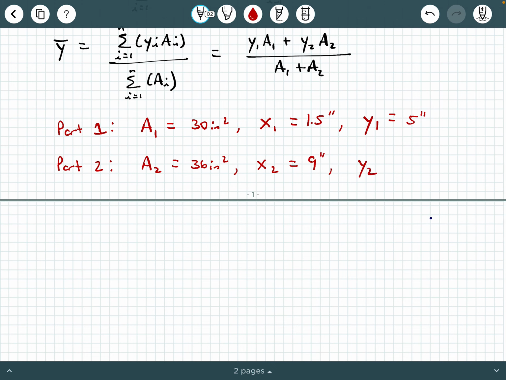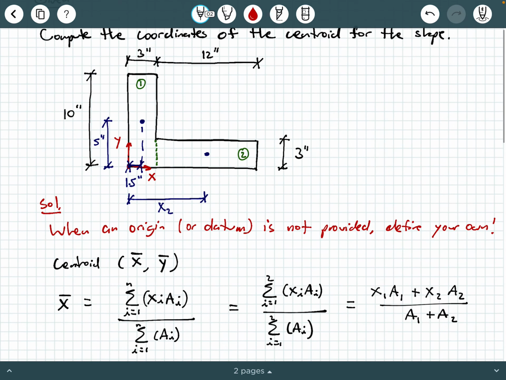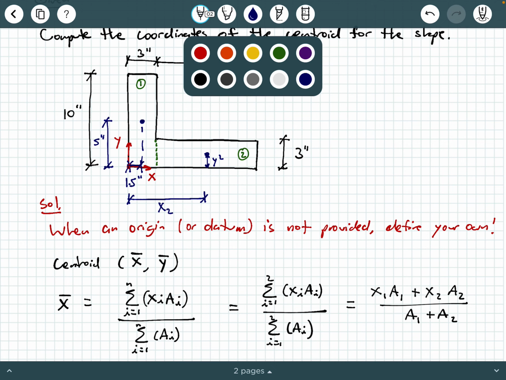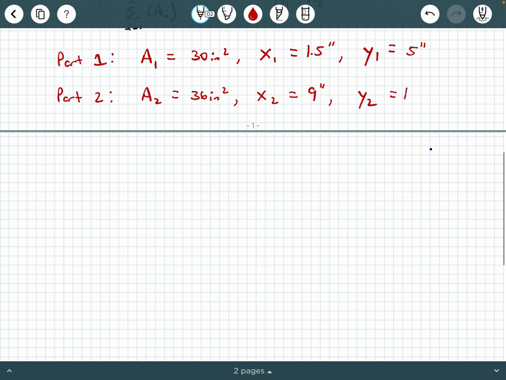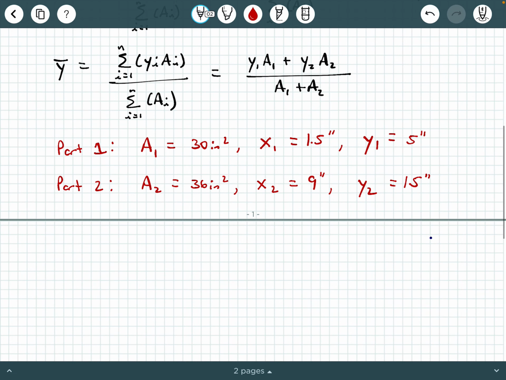And what about Y2? Well, Y2 is the vertical distance from the origin up to the centroid of part 2. So Y2 is this distance right here. That's half of 3 inches, which is 1.5 inches. Now that we have all of these pieces, we are ready to calculate our centroidal coordinates.